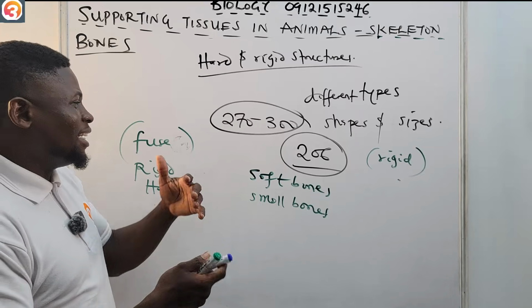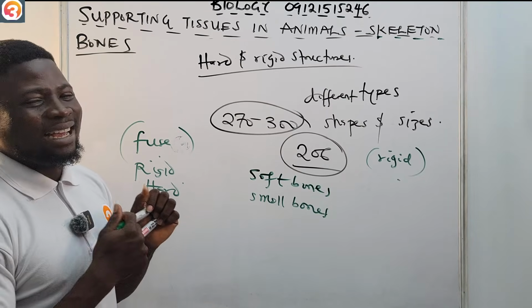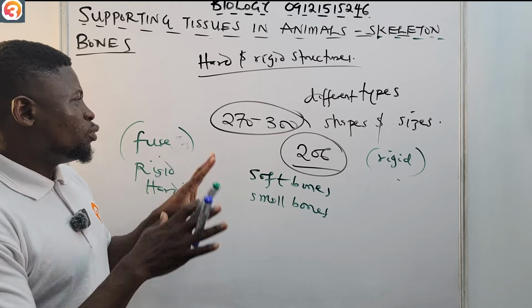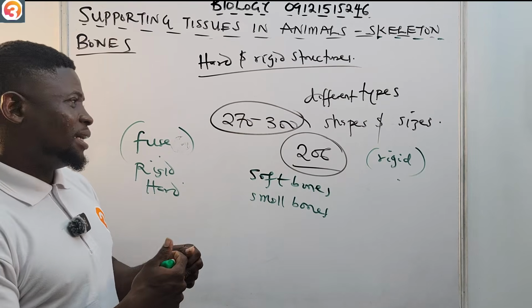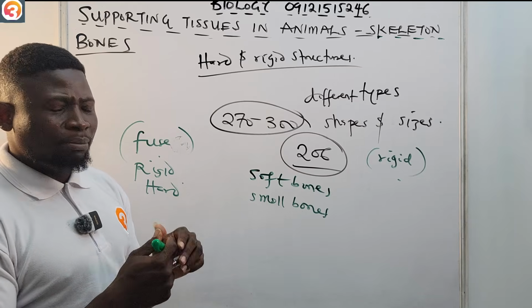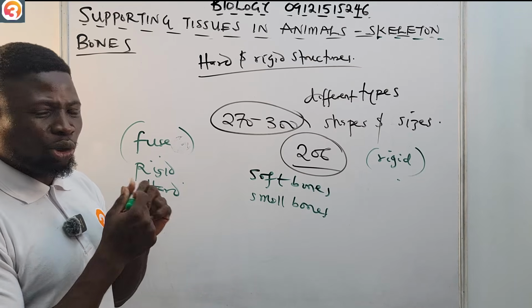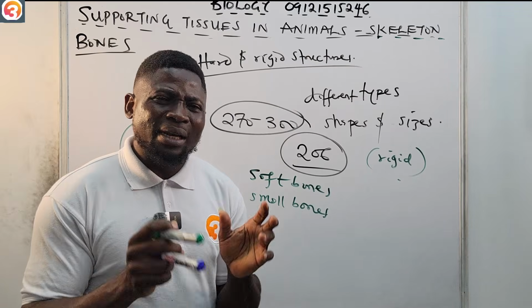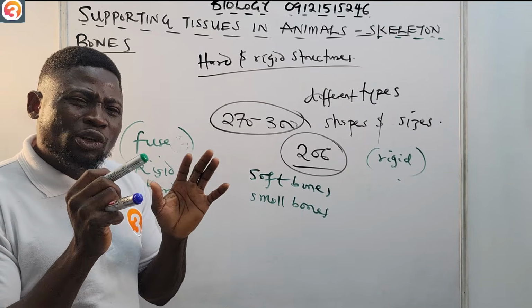You now discover that the number of bones at maturity is reduced to 206. So when a baby is just born, the baby has up to 300 bones, but as the baby matures, the number of bones reduces to 206 at maturity. And that is why bones play a very important role in the human body.